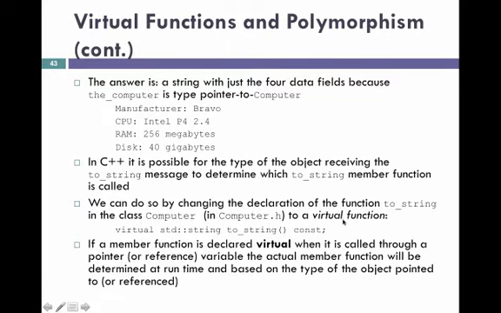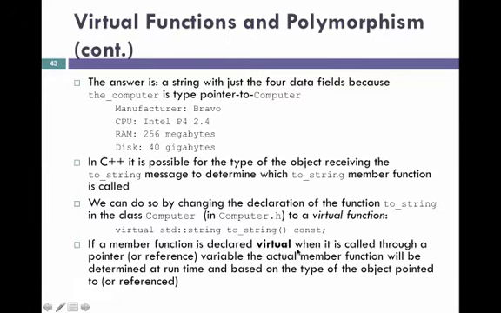using virtual functions. And what that means is we go back into computer.h, and here we defined this toString method, and at the start we'll put the keyword virtual. And this keyword means this method declaration makes toString a virtual function. A member function that's declared virtual, when it's called through a pointer or reference variable, then the actual member function will be determined at runtime. And it's based on the type of the object pointed to and not the type of the pointer variable. Okay, so let's say that again.